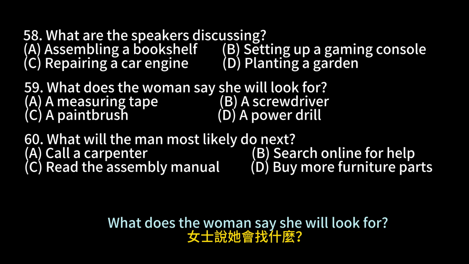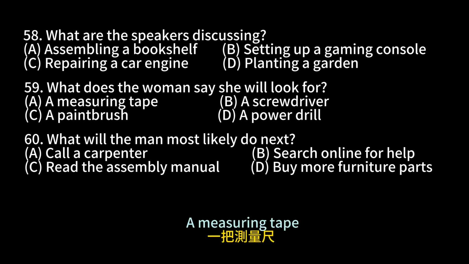Number 59. What does the woman say she will look for? A. A measuring tape. B. A screwdriver. C. A paintbrush. D. A power drill.